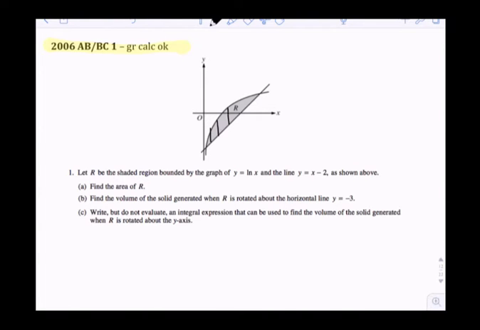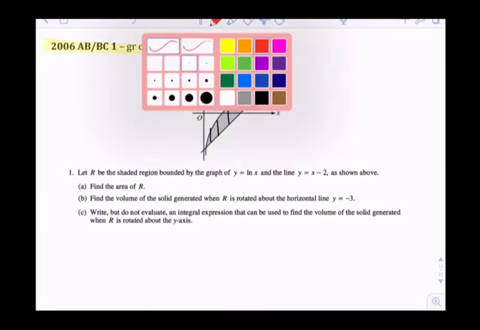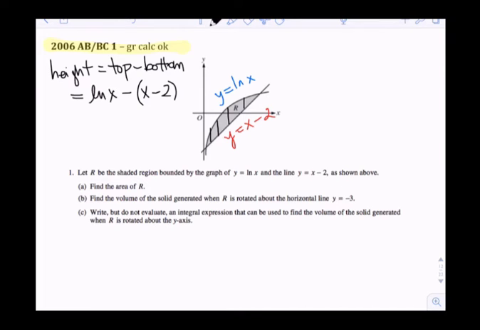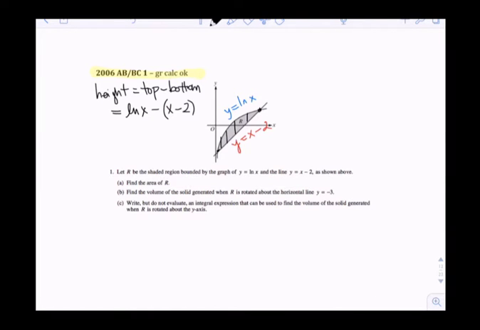That's usually easiest. My top function here is y equals natural log of x. My bottom function is y equals x minus 2. The height of my rectangles is going to be top minus bottom. So that's natural log of x minus (x minus 2). Watch those parentheses again. And again, I need to find my points of intersection. So let's do that on the graphing calculator.